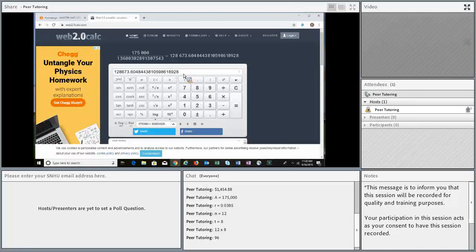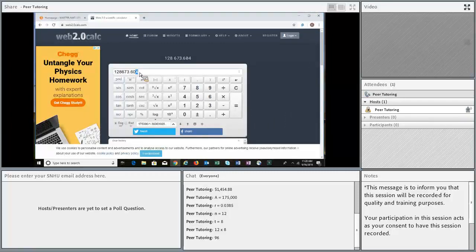All right, let me make sure that's correct. So we've got $128,673.60, so 60 cents. Again, I'm going to just back this up a little bit. So if you are asked to round to the nearest cent, what you're actually going to do is look at the 0, look to the right, the 0 is in the hundredths place. So normally when we round to the nearest cent, we're talking about the hundredths place.